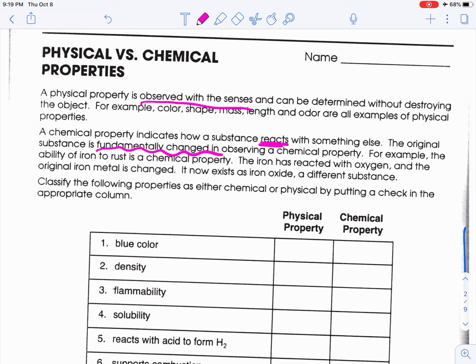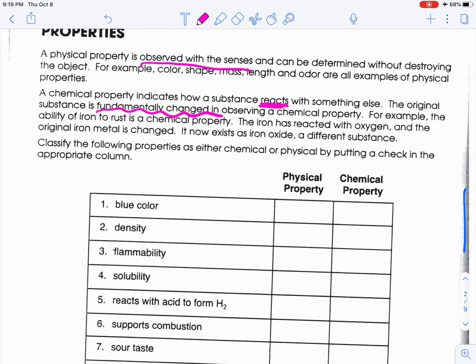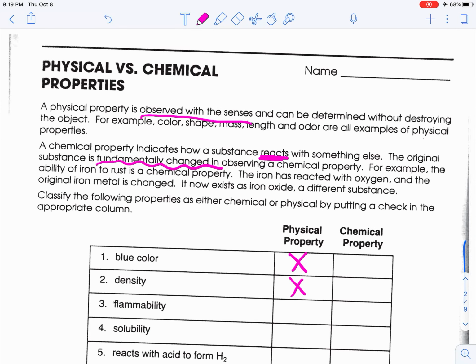So, check mark or an X in the appropriate column. Blue color. Blue color is something that can be observed with the senses. Density is something that can be observed with the senses. And actually, if I wanted to go back for a second: observed, measured, or calculated. Those are my definitions from the notes. And I think that includes a couple more.